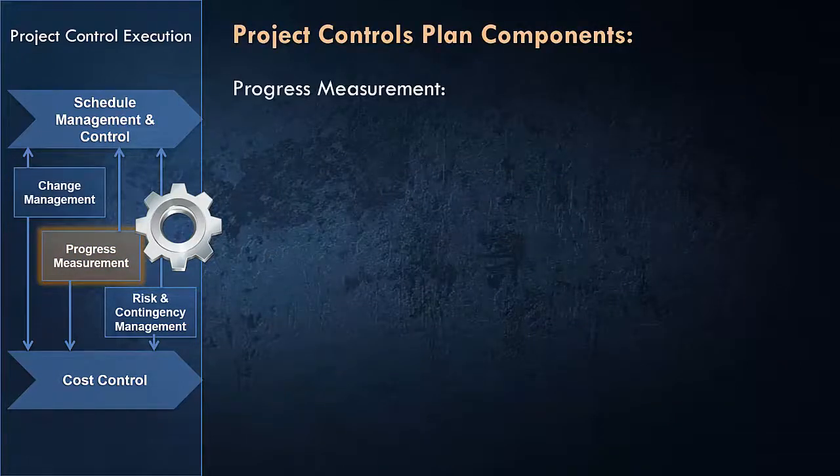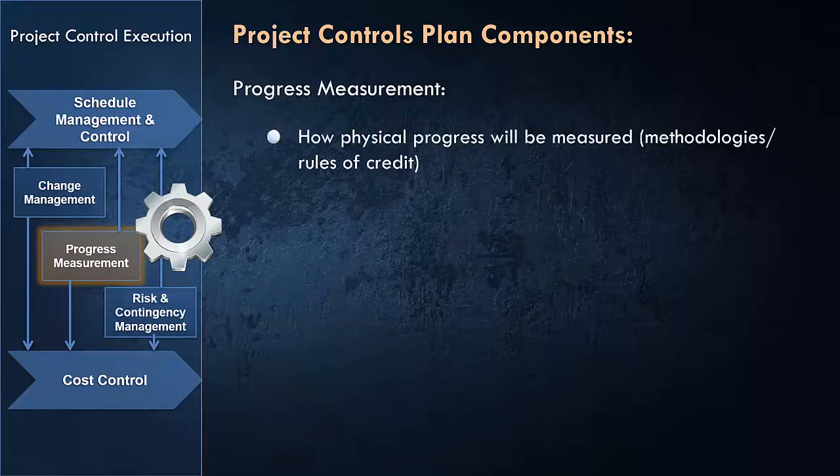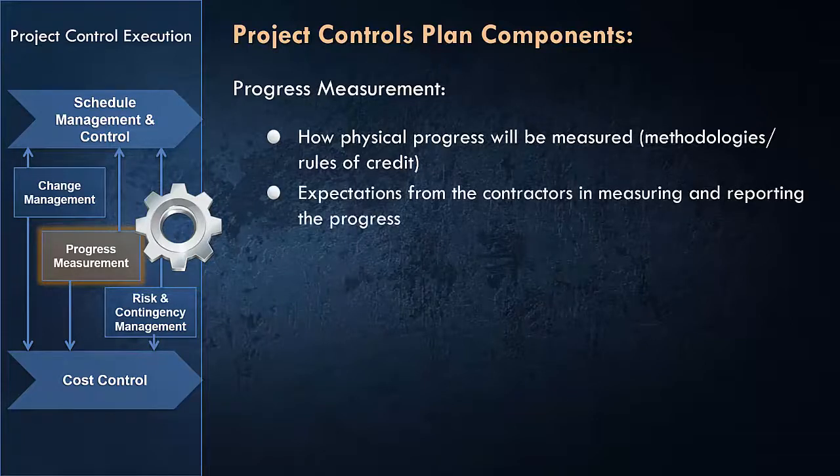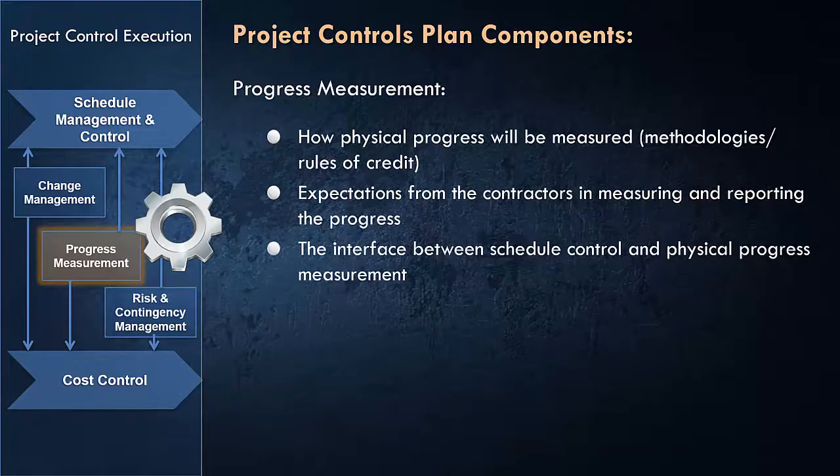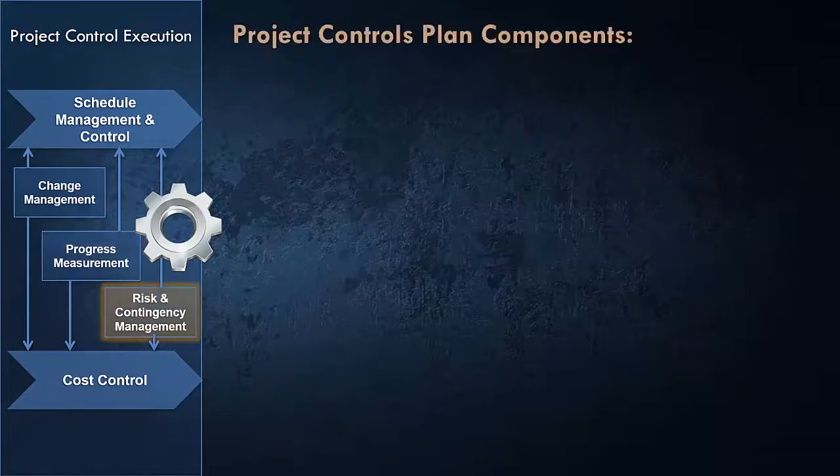The next point that you need to address is regarding the progress measurement. You need to mention how physical progress is going to be measured, what are the methods that you are going to use in this specific project, and what are the rules of credit that you're going to apply. Also, what are your expectations from the contractors in measuring and reporting the progress? And what is the interface between the schedule control and physical progress measurement? How you're going to incorporate the physical progress into your schedule control and progress.